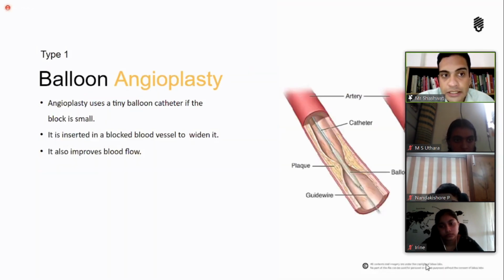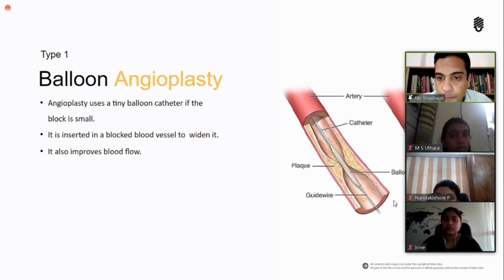Now, this is the first type of angioplasty. It's known as balloon angioplasty. It uses a tiny balloon. There are two pictures on your screen. This is a catheter. Can you see the catheter? And the yellow substance again is plaque. It is clearly a depiction of a blocked artery. Now, on the tip of this catheter you have a balloon. In the second picture, you'll be able to see it clearly.